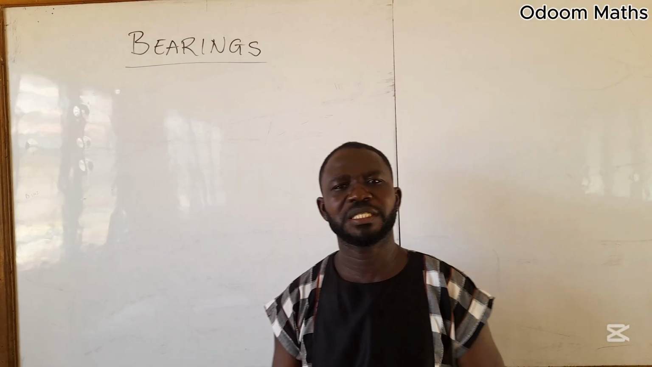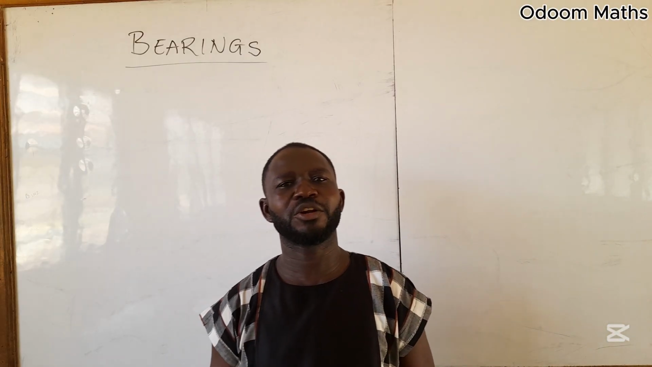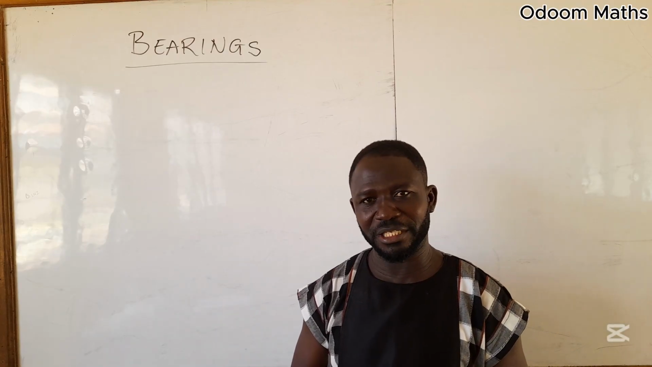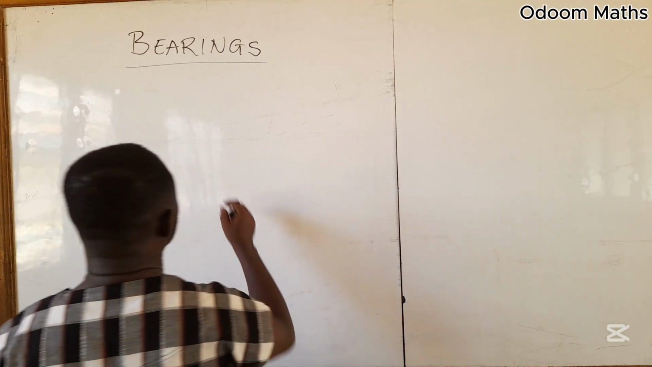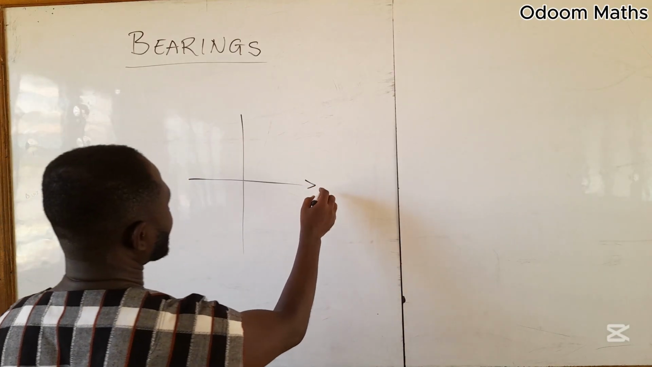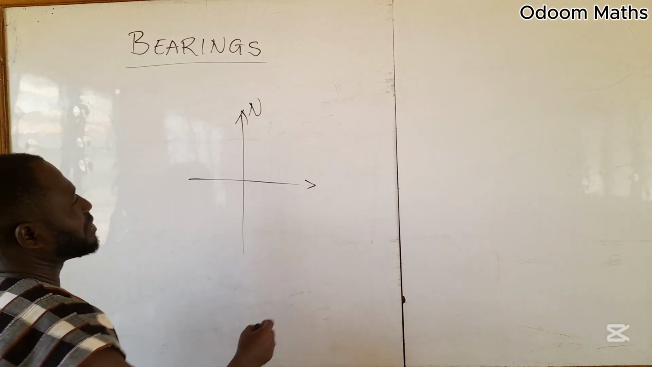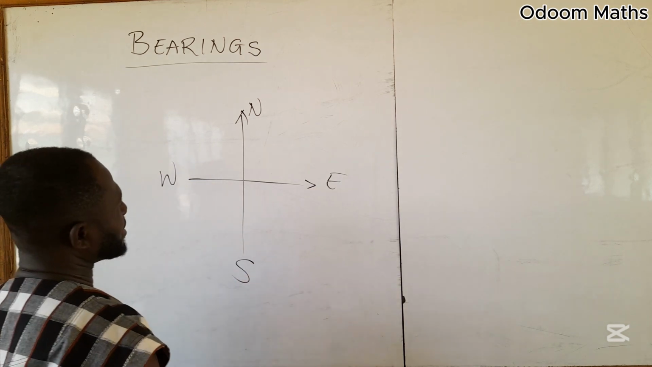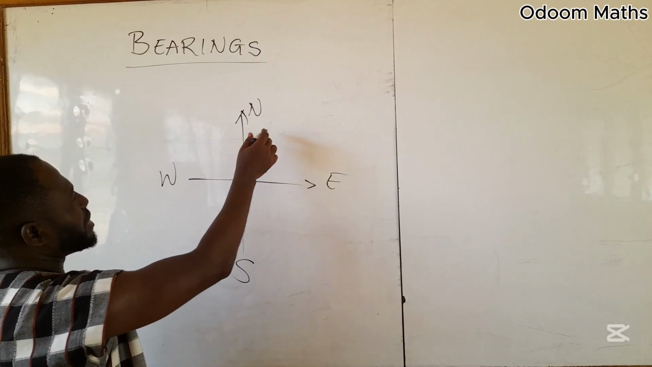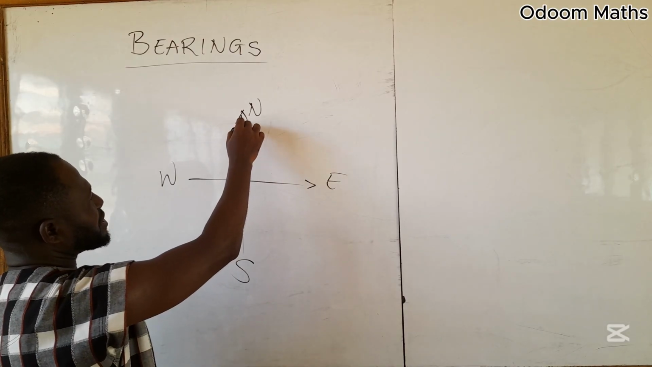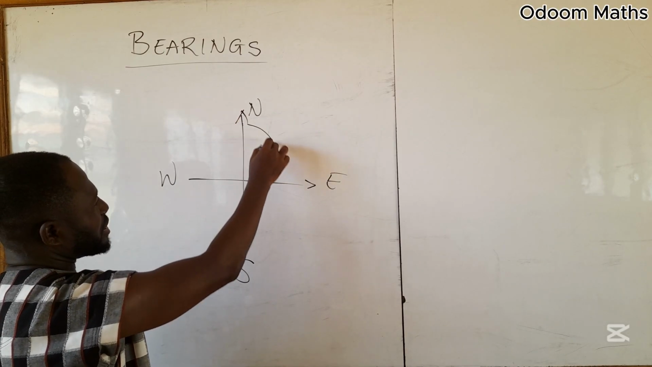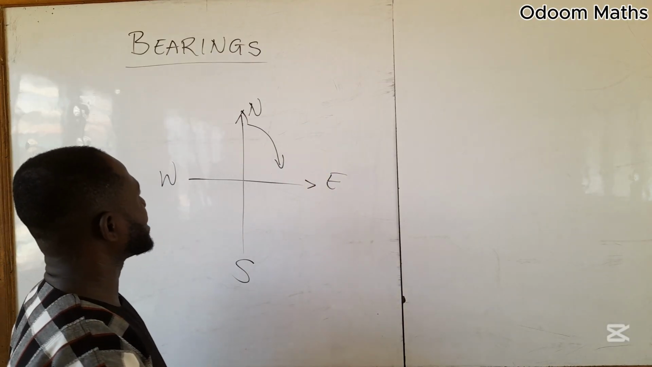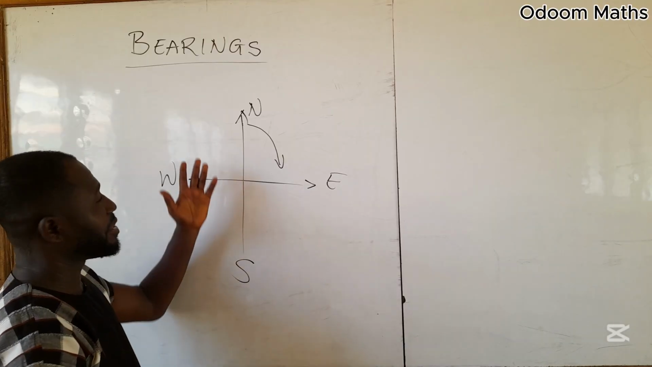Bearings, okay. And what are bearings? Bearings are normally angles measured from geographic north in a clockwise direction. So for example, if I draw this Cartesian plane, this is my geographic north, this is my east, this is my west, and this is my south. If I need to measure, I measure from this point in this direction, that is the clockwise direction. Now let's look at some examples under bearings.